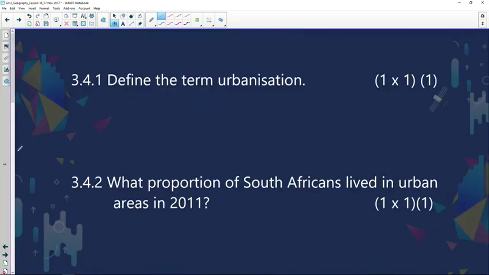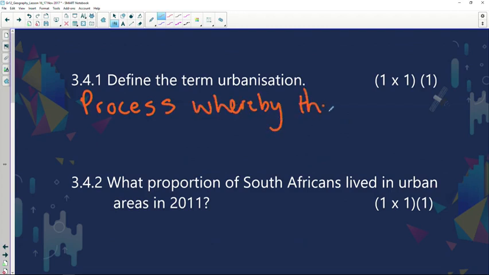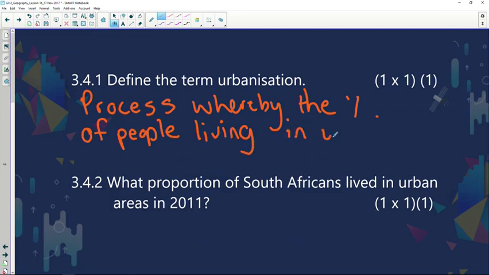First of all, define the term urbanization. Now, to define it, it's the process whereby the percentage of people living in urban areas increased. So it means there's more people because of the urbanization, the population increase.